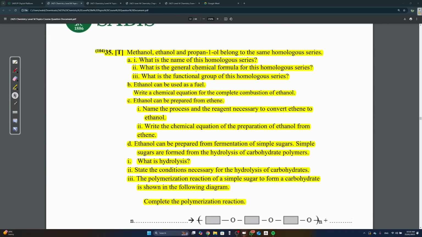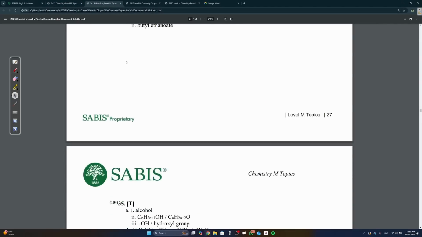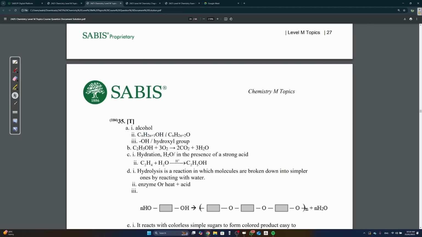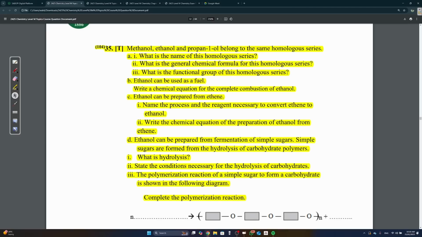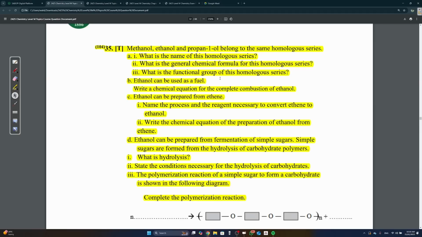Okay, is this question done? Good. Methanol, ethanol, and propan-1-ol belong to the same homologous series. What's the name of the homologous series? Obviously alcohols. What is the general chemical formula for this homologous series? CnH2n+1OH. Don't write this. It's correct, but don't. What is the functional group of this homologous series? Obviously, OH.